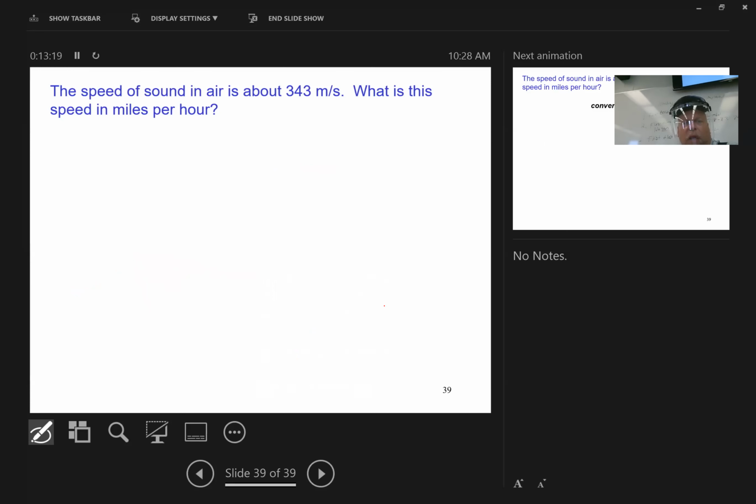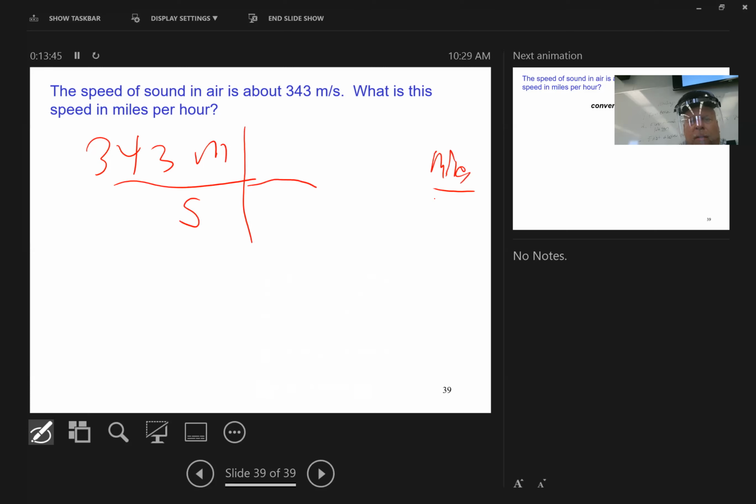Okay, now the speed of sound in air is 343 meters per second. What is the speed in miles per hour? That's a harder problem, right? But if we set it up right, you'll understand it's really the same thing. You're just using the same steps, meters per second, and you want to convert your answer to miles per hour, right? So what are the first units you've got to change?